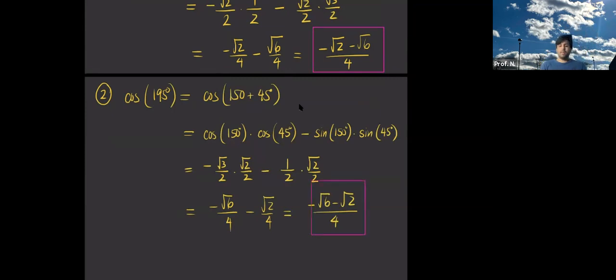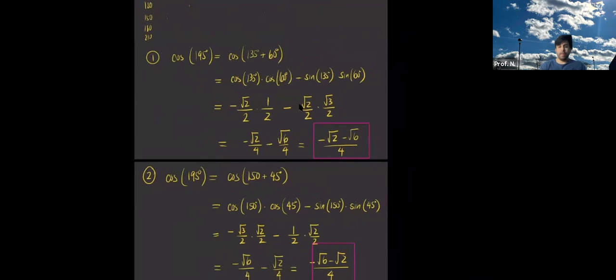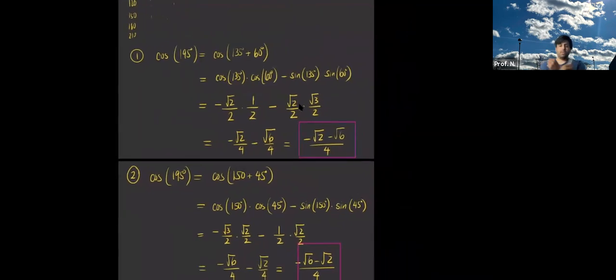It's exactly the same thing as what we did above. I just switched the order of rad 6 and rad 2, but they're both negative, so it doesn't really change the value. So very good.